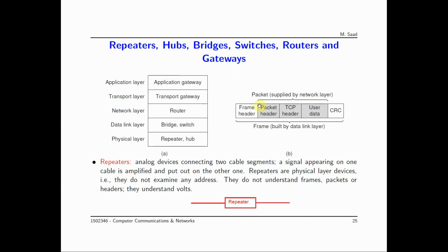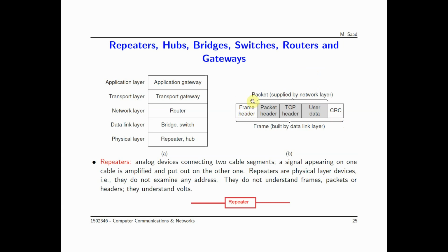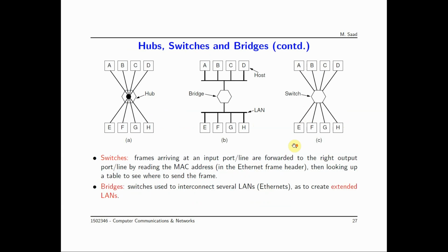The switch will check the header of the frame. It will check the data link layer header of the frame, searching for the destination MAC address, and then based on this, it will know, okay, the destination is supposed to be B. It will forward to B alone. If A is sending to H, the switch will forward to H alone by examining the data link layer, or by examining the frame header. That's how a switch operates.